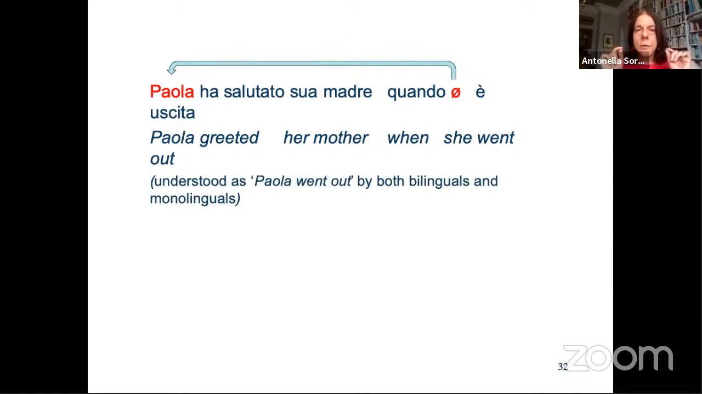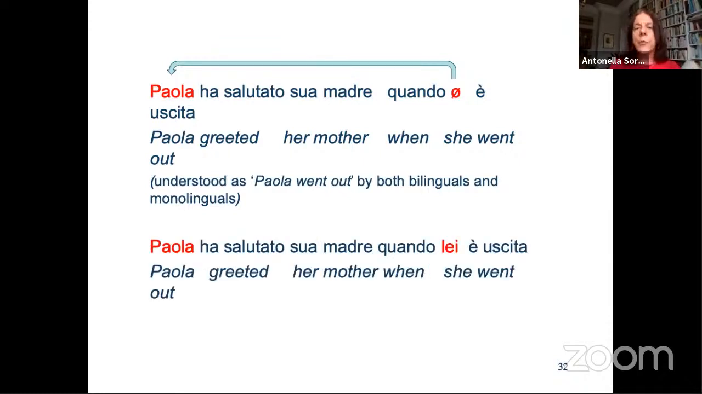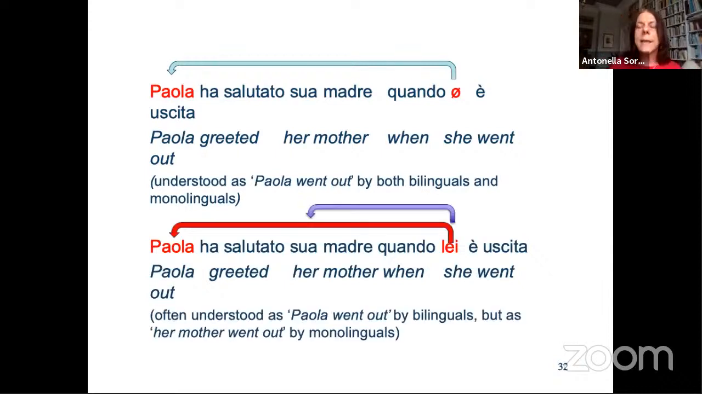We're talking about preferences. We're not talking about categorical choices here. That's the normal interpretation, the preferred interpretation in speakers in Italy, right? So it's understood that Paula went out by both bilinguals and monolinguals. With the overt pronoun, it's a bit different. When we have an overt pronoun, quando lei è uscita, in the same sentence, when she overt went out, then the bilinguals, a native speaker outside their community, can accept that overt pronoun as referring to the subject.